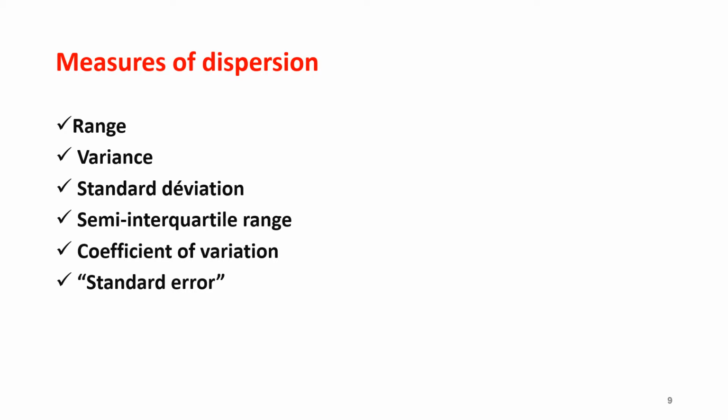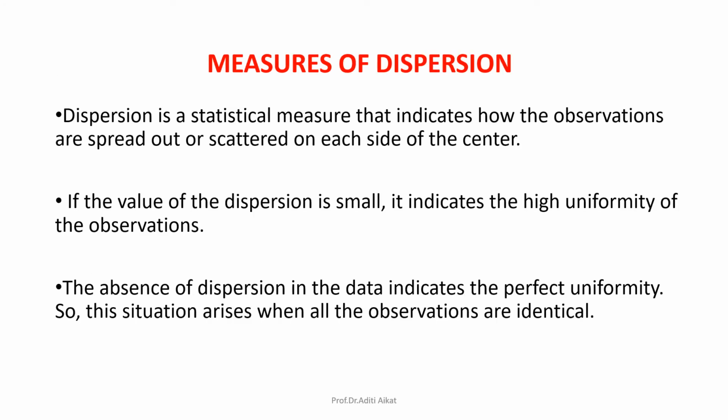Now let us move on from the central tendencies to the measures of dispersion. The dispersion is nothing but looking at the scatter of the data from the central position. And for this we use different measures of dispersion like range, variance, standard deviation, semi-interquartile range, coefficient of variation and standard error. So the dispersion is basically a statistical measure that indicates how the observations are spread out or scattered on each side of the center.